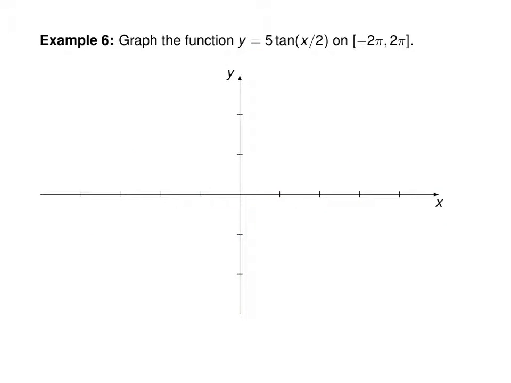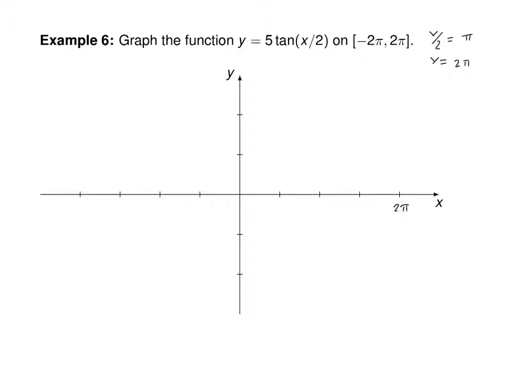Okay. Holy moly. Okay, how about 5 tangent of x over 2? So I think the first thing we should do is figure out what the period is. Does that make sense? So what do we set x over 2 equal to? Pi. So that means x equals 2 pi.